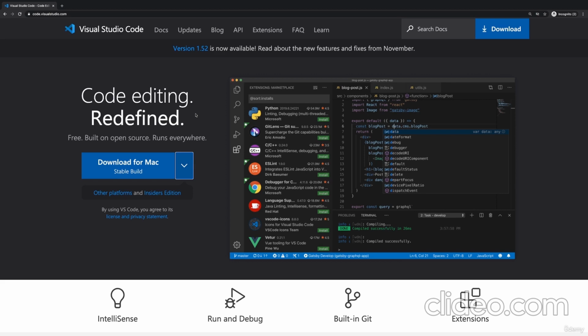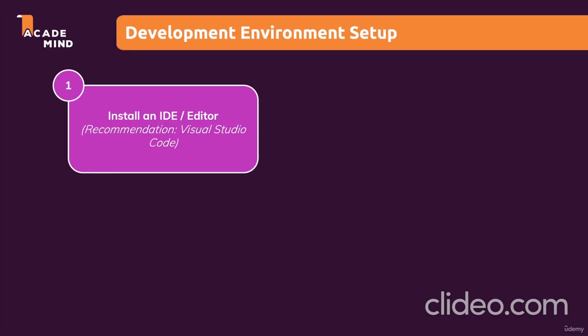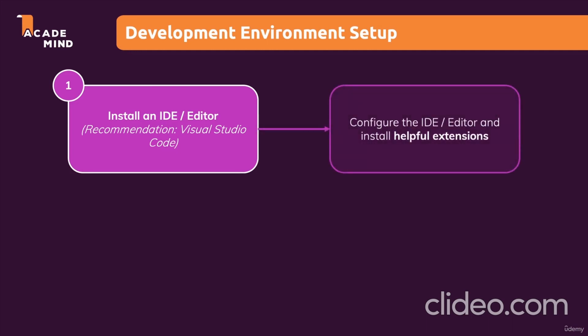So in our case, we are going to look for extensions that help us with Python. Therefore, the first step is to download and install Visual Studio Code from code.visualstudio.com. But then as a second step, we're going to configure it, and we're going to install helpful extensions that help us with editing Python code.